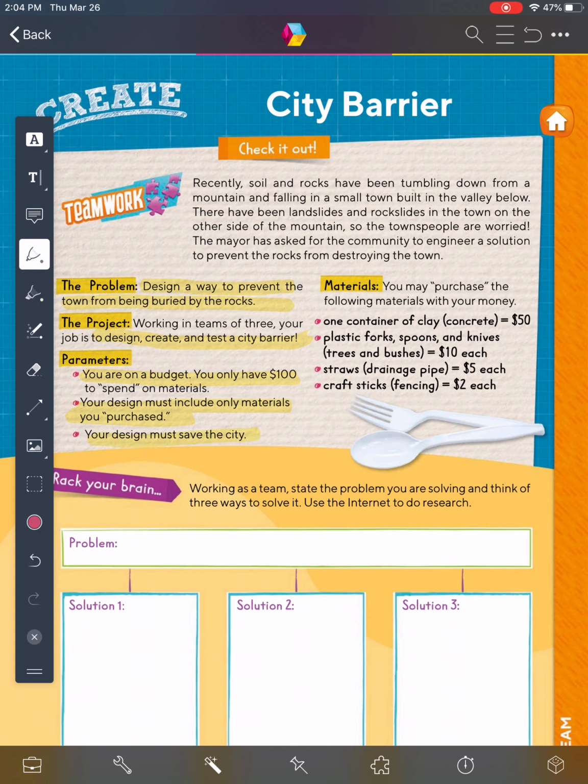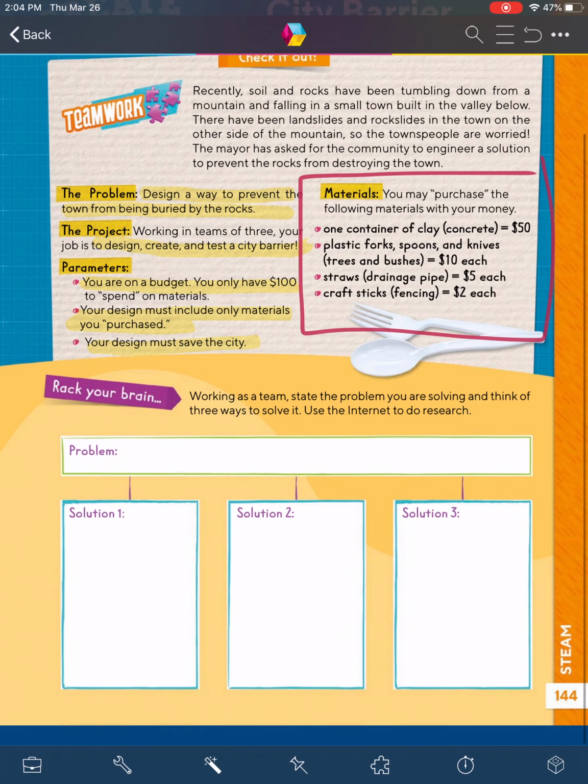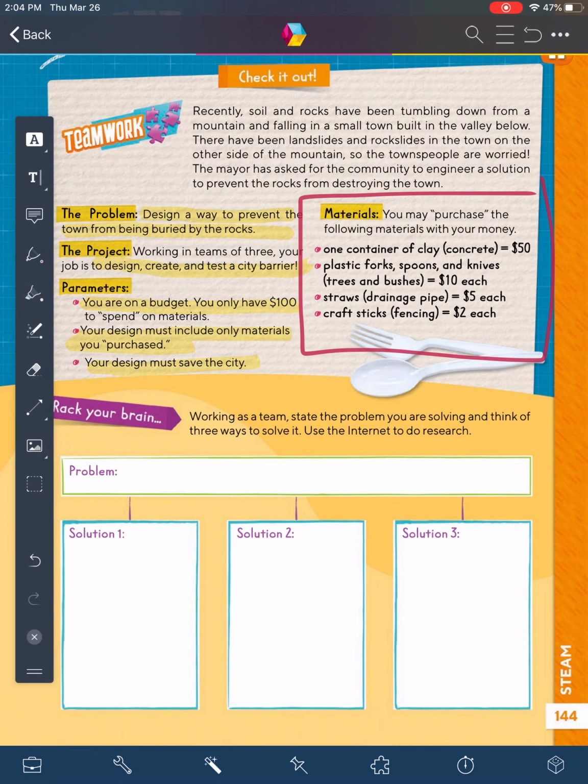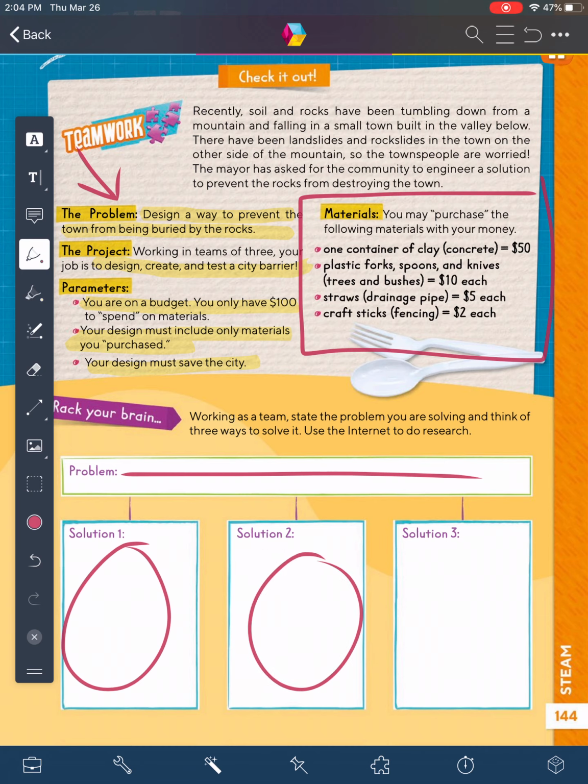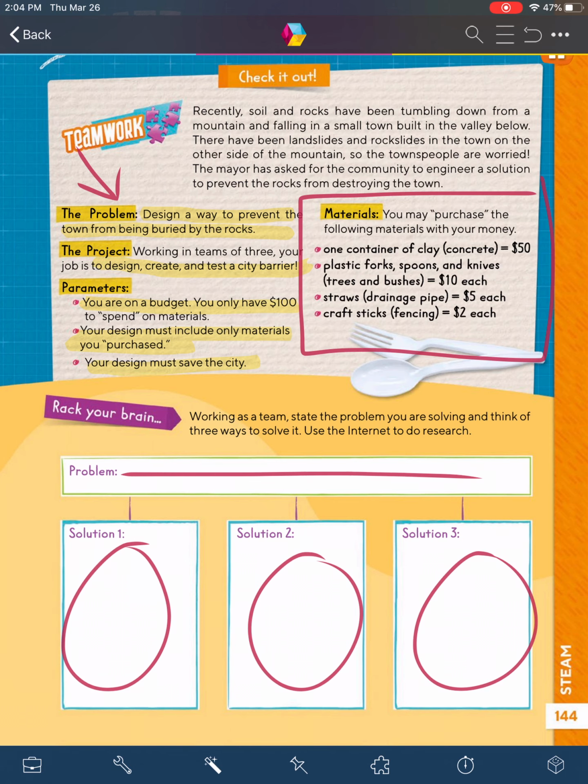So for today's activity, materials can be changed, okay? So you have to find whatever you can have at home to build a city barrier, okay? And as on other lessons, you have to write here the problem that you already know because it's here. And you're going to try to think about 3 different solutions. You can look for some information on the internet to do some research and find 3 different ideas. But remember, try to be creative, okay?